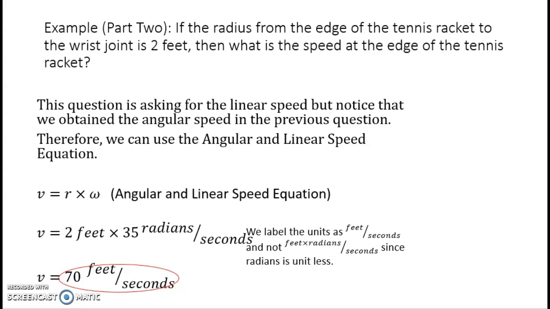Part 2. If the radius from the edge of the tennis racket to the wrist joint is 2 feet, then what is the speed at the tip of the tennis racket? Okay? So we're looking at the tip, and we're seeing how fast that tip is moving. So since we just found angular speed, and we're trying to find linear speed, now we can use this formula that has both of them together. So the only thing that we need now is the radius, which they give as 2 feet. So all we have to do is take 2 feet times 35, which was our angular speed that we just found, and that will give us a linear speed of 70 feet per second.